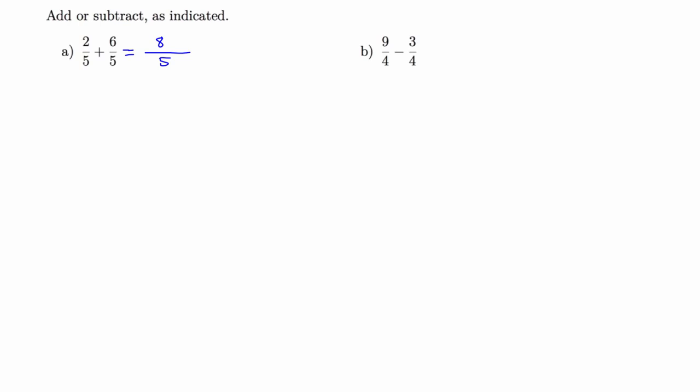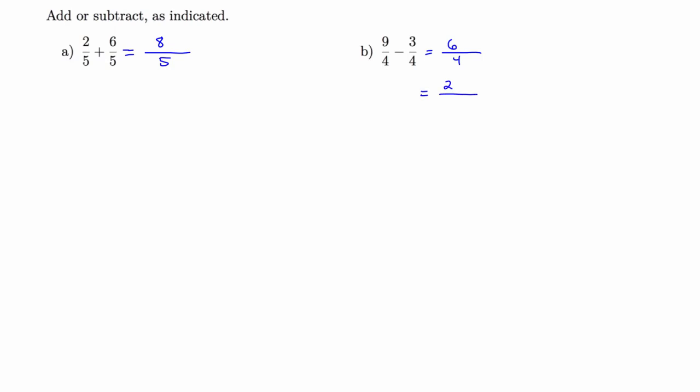9/4 minus 3/4. Since they are both fractions over 4, the common denominator of 4 will carry through, and we subtract the numerators. 9 minus 3 is 6. As always, if we can reduce any fractional answers, we need to do so. In part A, 8/5 does not reduce, but in part B, 6/4 does.